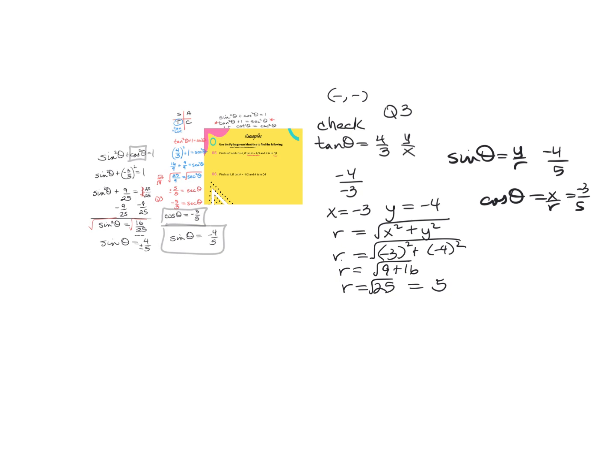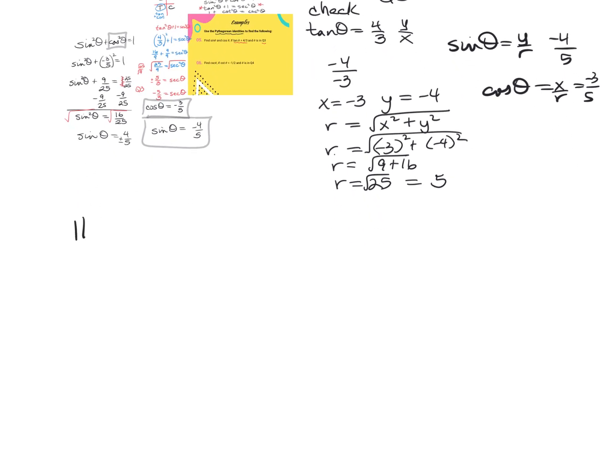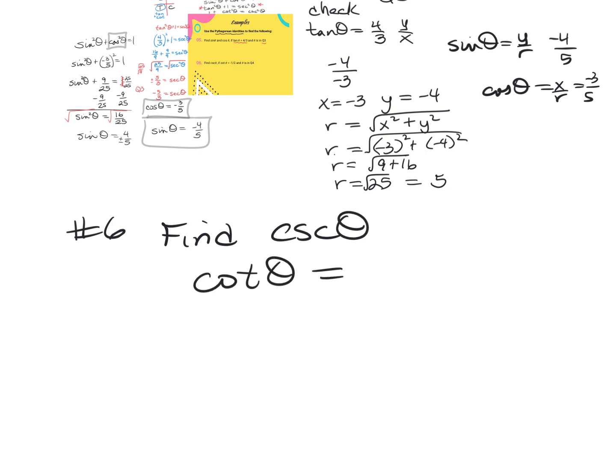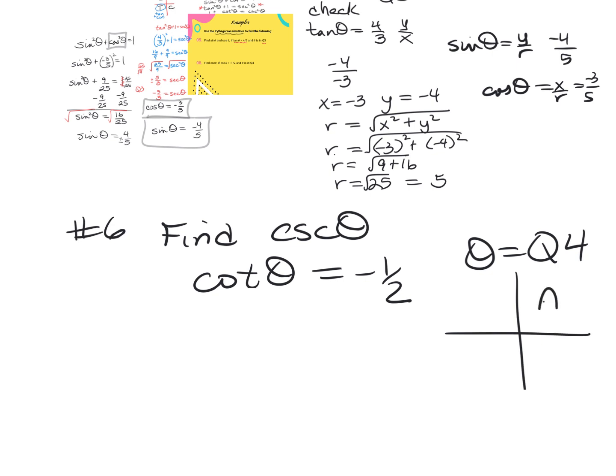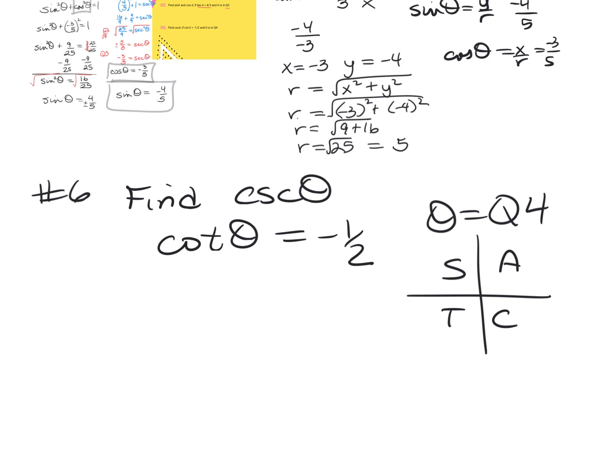All right, so for number 6, they want me to find cosecant. And they're giving me cotangent. And theta is in quadrant 4. So all students take calculus. Remember, in quadrant 4, cosine and secant are the only positive ones. So cosecant is going to be a negative answer.